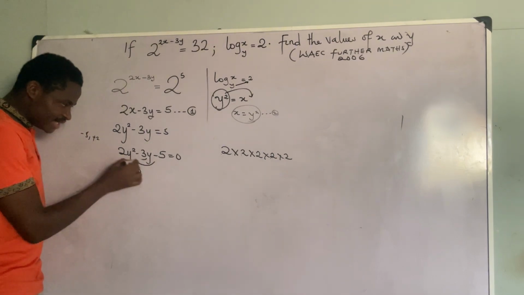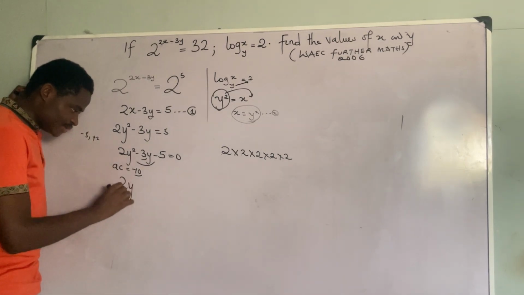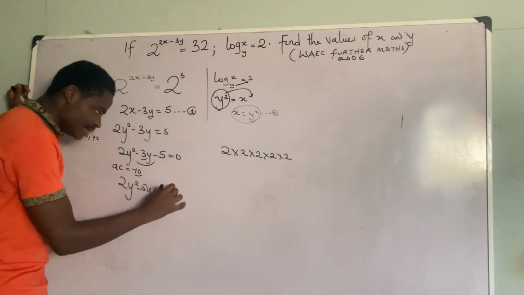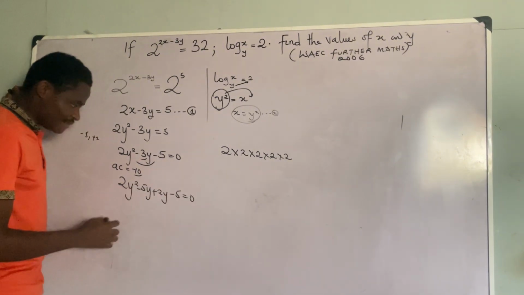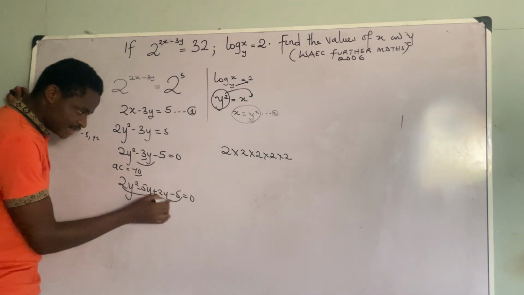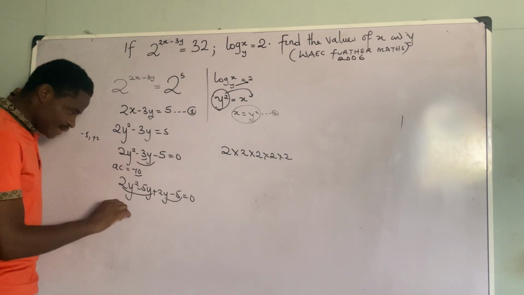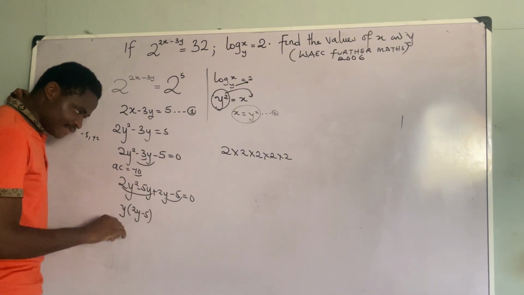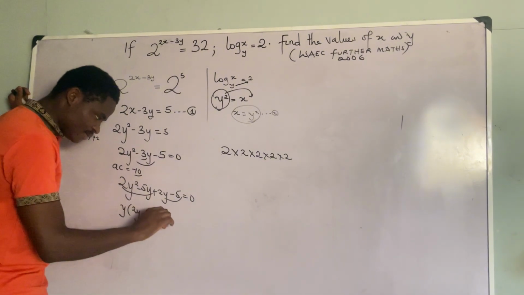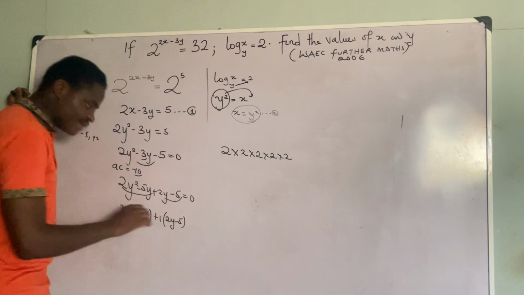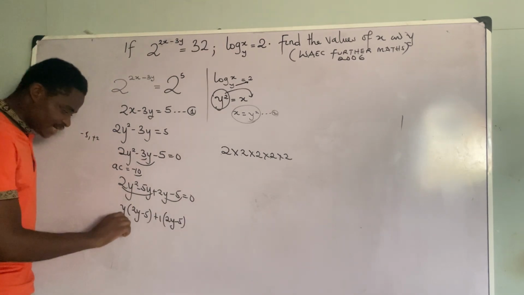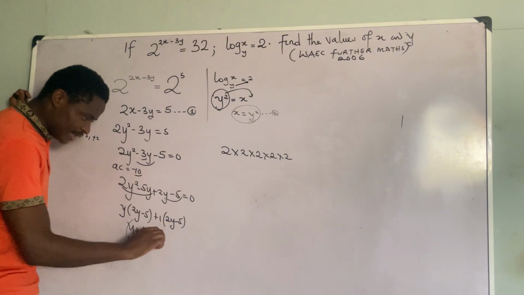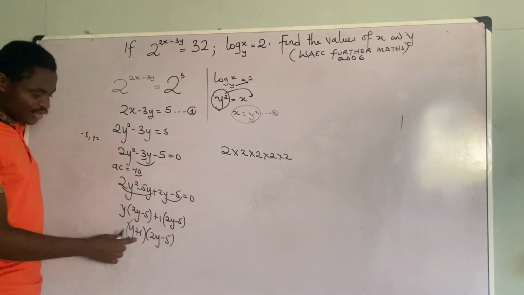So I replace it in this place. You have something like this: 2y squared minus 5y plus 2y minus 5 equal to 0. Factorize it by pairing, like this. Pairing this, I'm going to have y times (2y minus 5), and then plus 1 times (2y minus 5). Now, this factored means (y plus 1)(2y minus 5). Now, what can each of them equal?